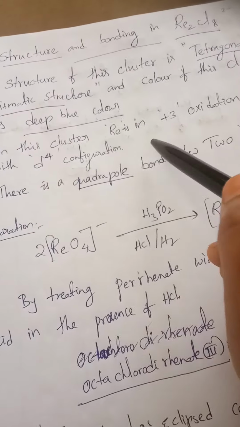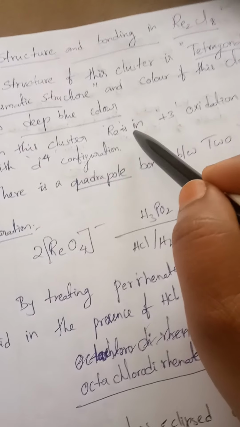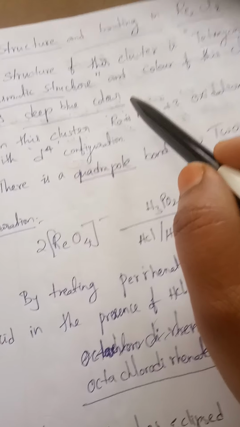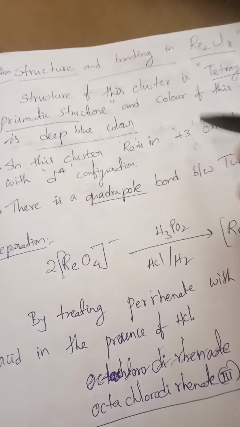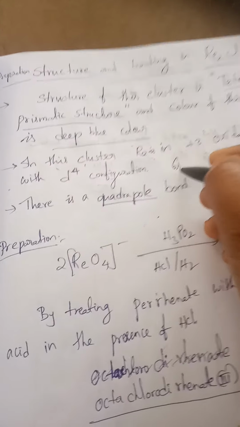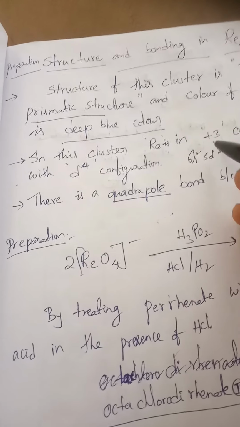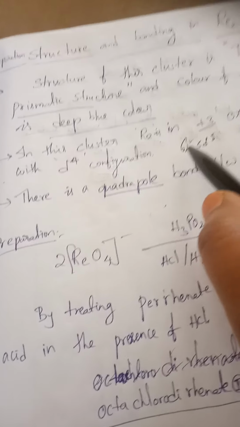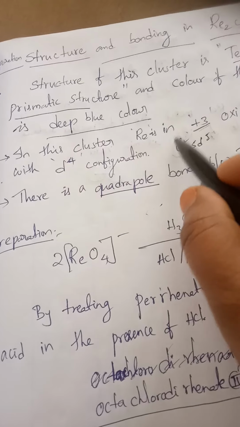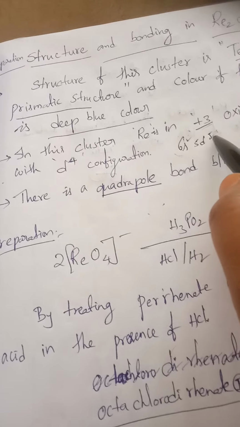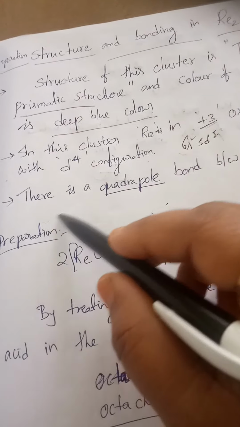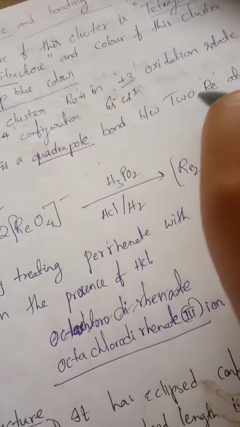We already know rhenium is in the 5d series, so it is 6s2 5d5. We remove 3 electrons from this: first from the valence 6s2, and then one electron from the d5, so it becomes a d4 configuration. So there is a quadruple bond between the two rhenium atoms.